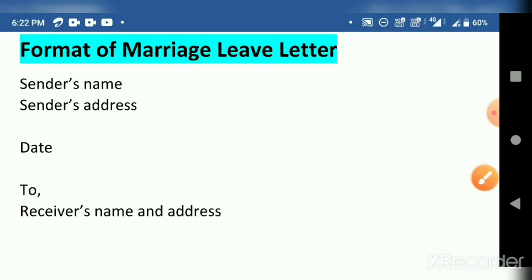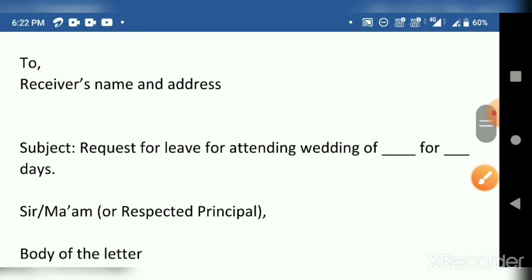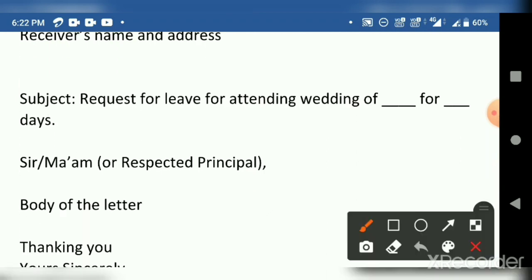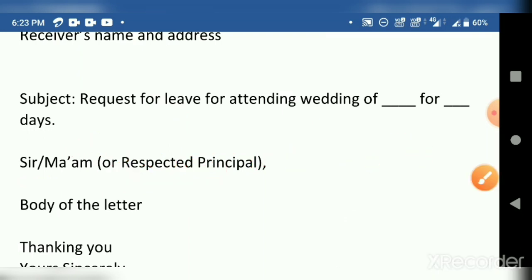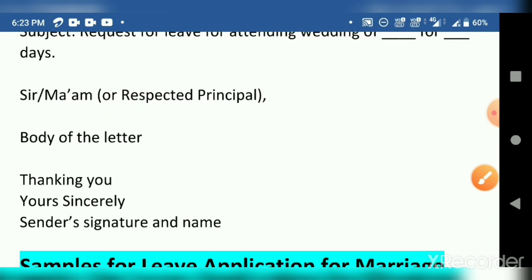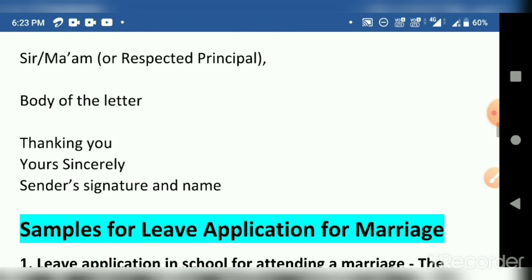And after that, there is the subject, request for leave to attend wedding of any person, and for how many days you have to mention there. Then you write the salutation. Next is the body of the letter. Then you express your gratitude by writing yours sincerely, yours truly, yours faithfully, and your name and signature.